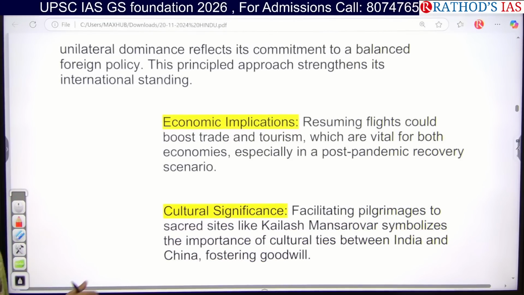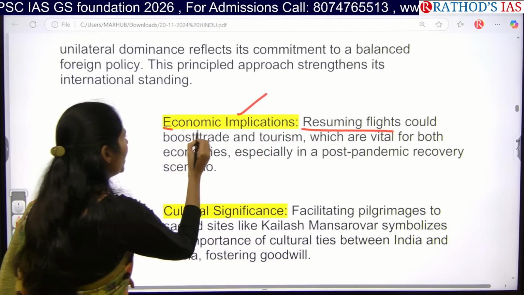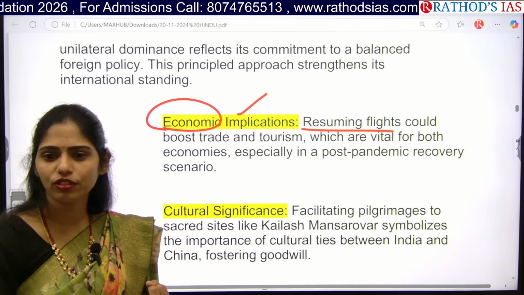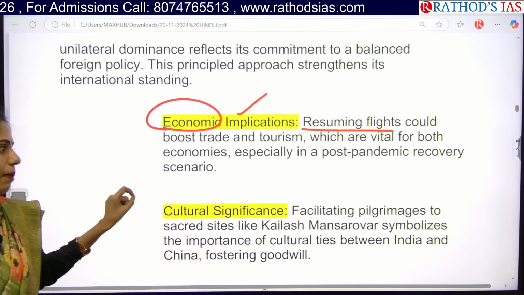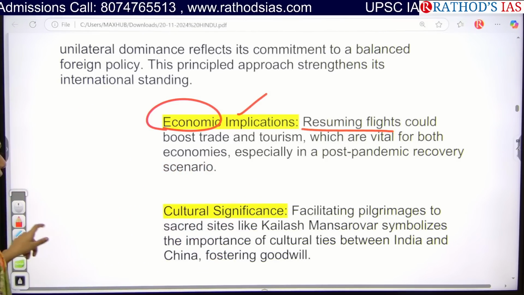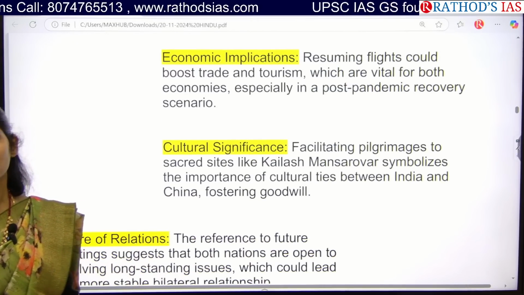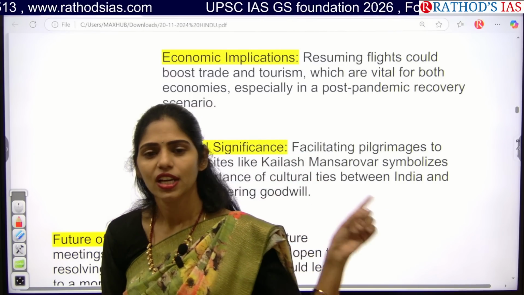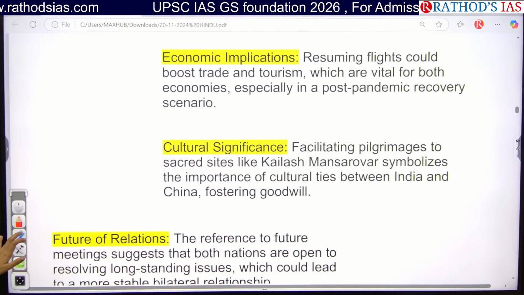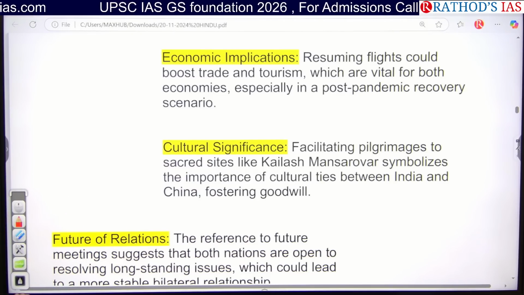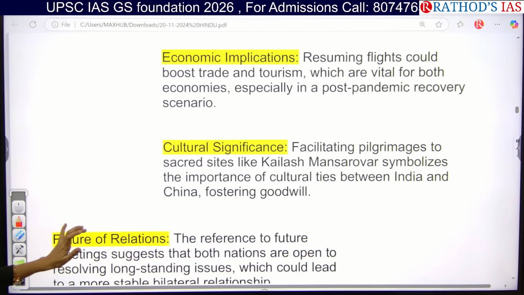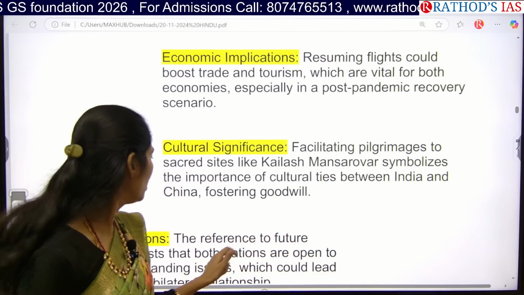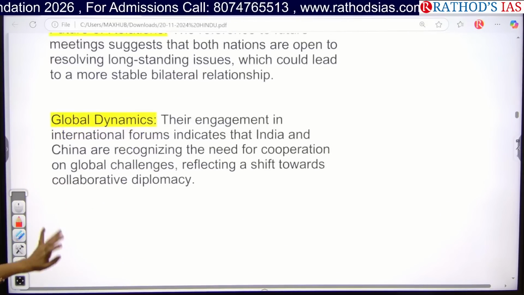And next, if we are going for resuming of flights, we will have some economic implications. If you have flights, we can improve the trade and the movement of people between India and China, so that we can focus on post-pandemic recovery as well. And if we are giving more visas and opening tourist places, especially pilgrimage places, that will also help cultural preservation between these two countries. For example, sacred sites like Kailash Mansarovar. So this kind of diplomacy, whenever we are going for talks with countries where we have conflicts, we can boost our relations. Okay, that is the thing you have to remember.